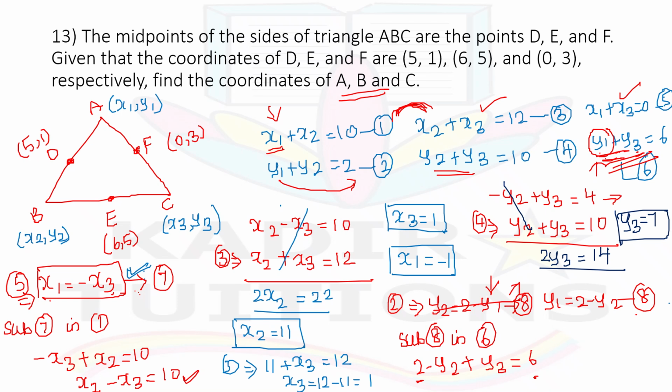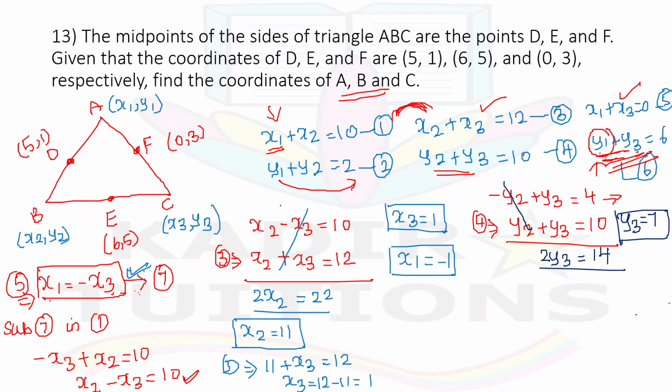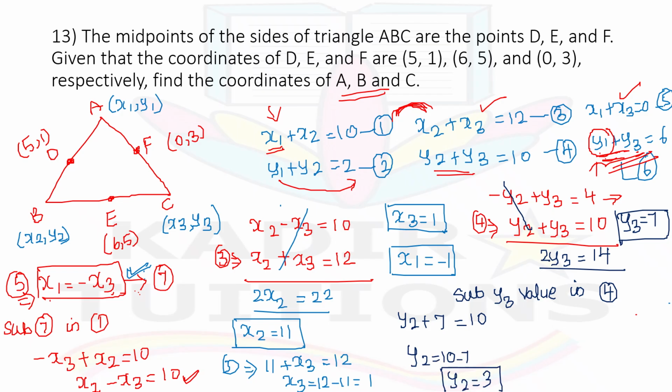Now we will find y1 and y2. If I substitute the y3 value in equation 4, we will be getting the y2 value, right? So y2 plus, instead of y3, 7, equal to 10, and y2 equal to 10 minus 7. So y2 equal to 3. So we got y2 value as 3.